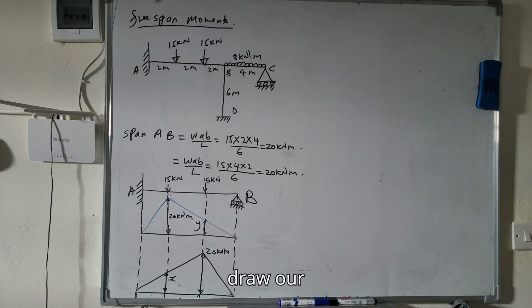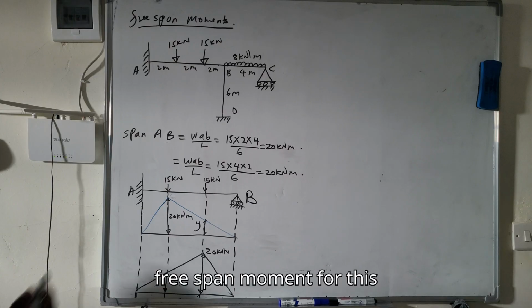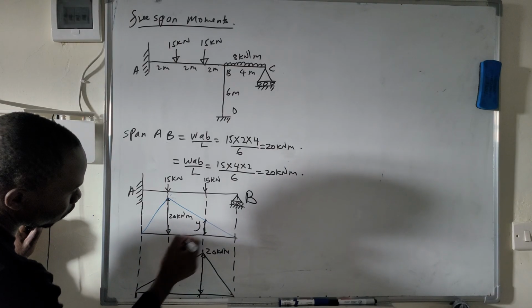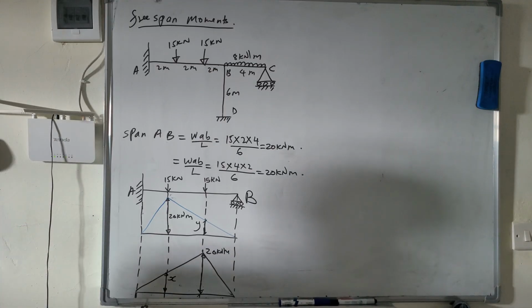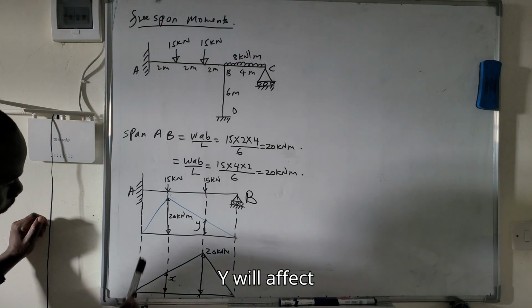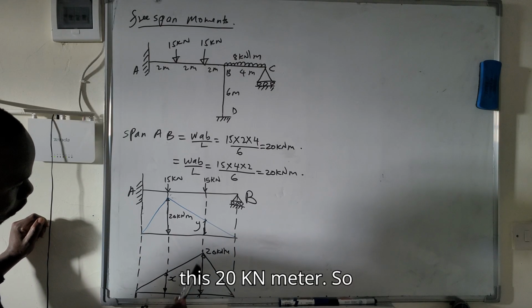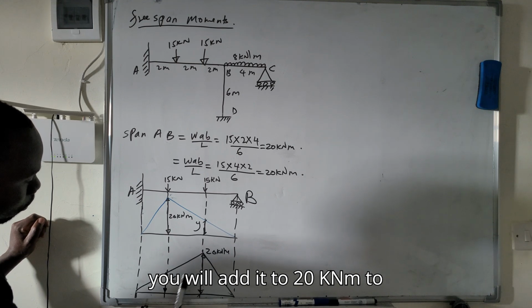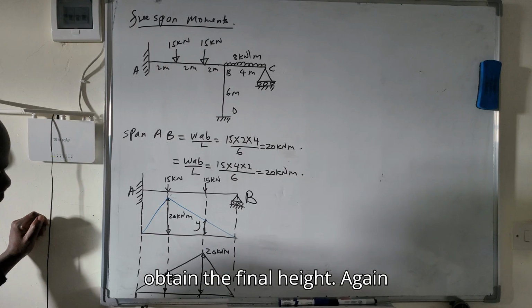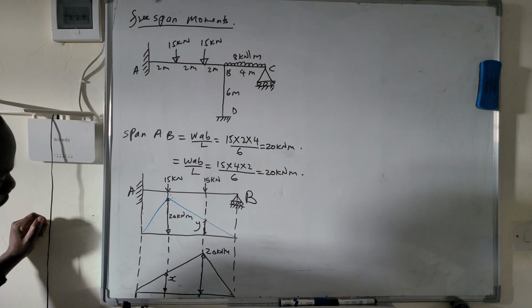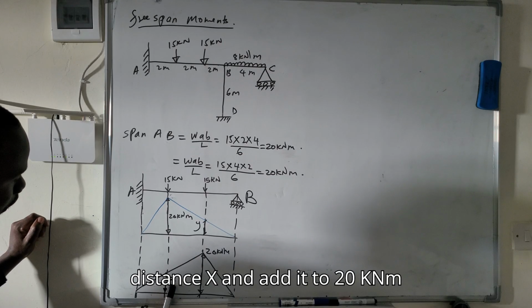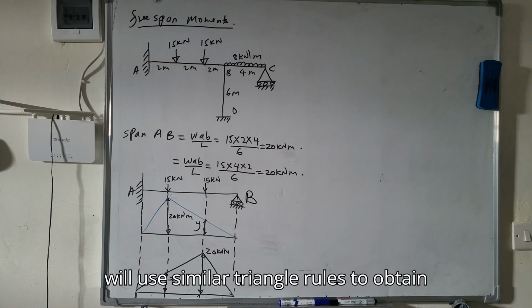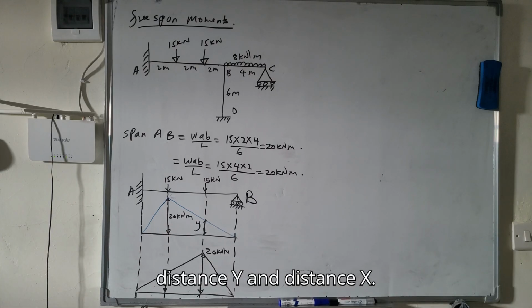So for us to draw our free span moment for this span AB, we will need this distance y and this distance x, because this distance y will affect this 20 kilonewton meter. If you obtain distance y, you add it to 20 kilonewton meter to obtain the final height. Again, this x will affect this 20 kilonewton meter, so you obtain this distance x and add it to 20 kilonewton meter to get the final height. We will use similar triangle rules to obtain distance y and distance x.